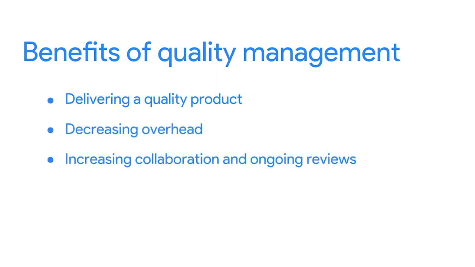Let's get started. There are many benefits of creating and maintaining quality management in a project. Some of these benefits include delivering a quality product, decreasing overhead, and increasing collaboration and ongoing reviews. Overhead is another word for costs. Quality management helps decrease overhead by reducing the amount of errors that would cost the organization money to fix. Quality management processes ensure that the team is always learning and providing feedback, which in turn ensures that the project is on track to achieve its intended outcome.